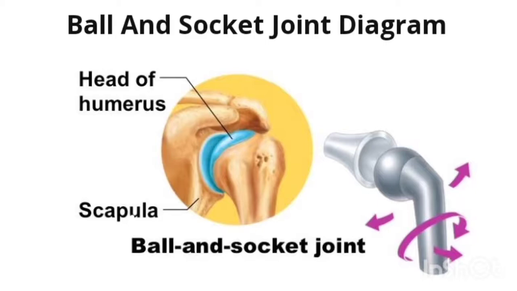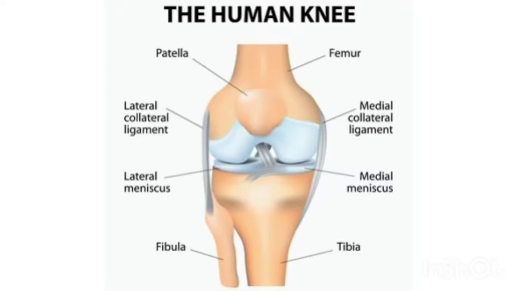Next, hinge joint. This type of joint allows only back and forth movement. Ball and socket joint allows movement in many directions. The hinge joint works like the hinges of a door, right? So there will be a lining and we can move it to the front and the back. Like that only the hinge joint does.